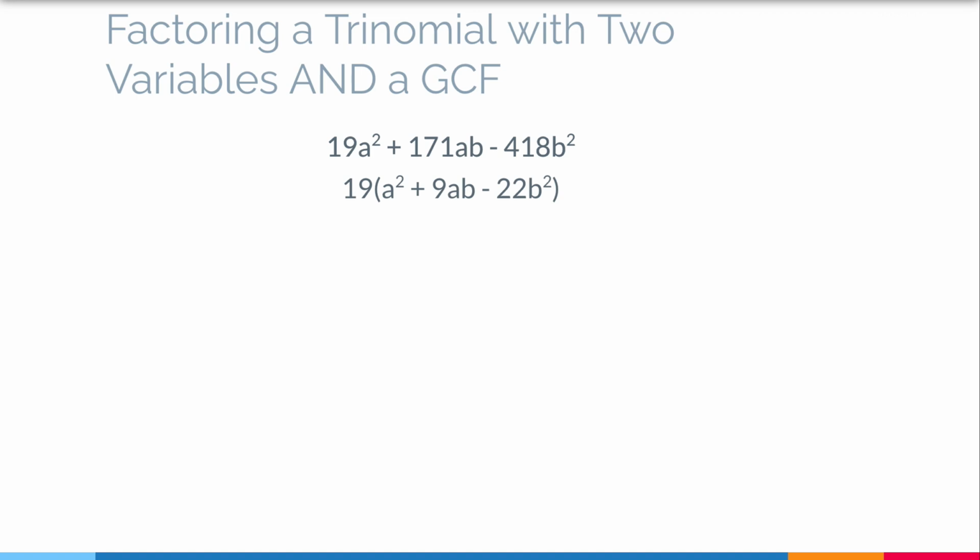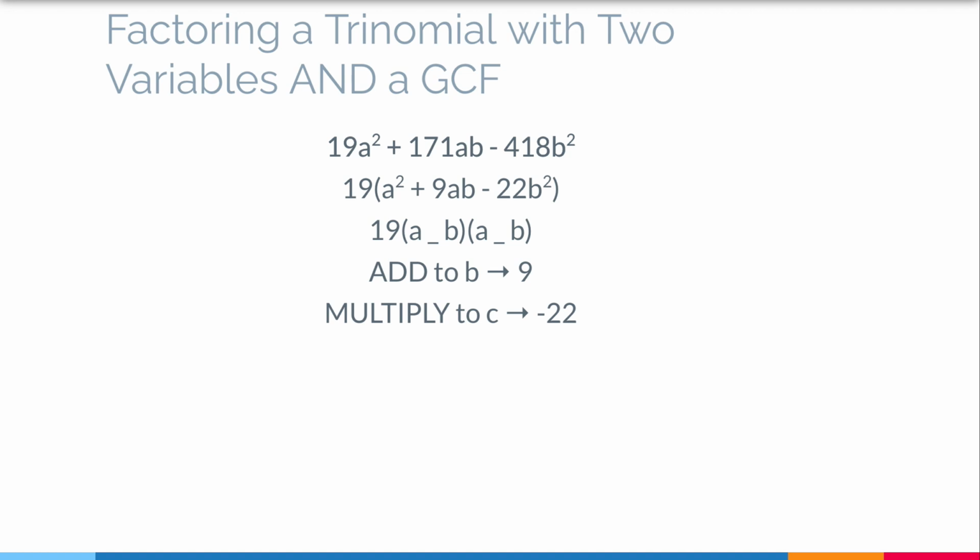From here, we're going to see, does the variable pattern work out? Yeah, I have an a squared in the front, something b squared at the back, and an ab in the middle. So I know it's going to be 19 times a plus or minus some amount b times a plus or minus some amount b. So what adds to 9 and multiplies to negative 22? Well, the factors of 22 are 1 and 22 and 2 and 11, and that's it. So how do I get 9 out of that? Well, I'm going to need one to be positive, one to be negative to get the negative c value of 22. And b is positive, so I know my bigger factor needs to be positive, so it's going to be 11 and negative 2.